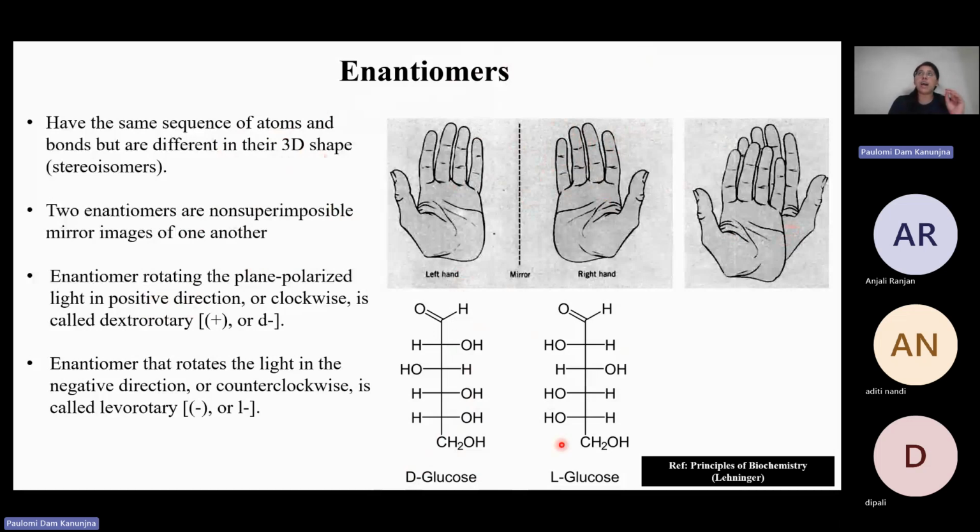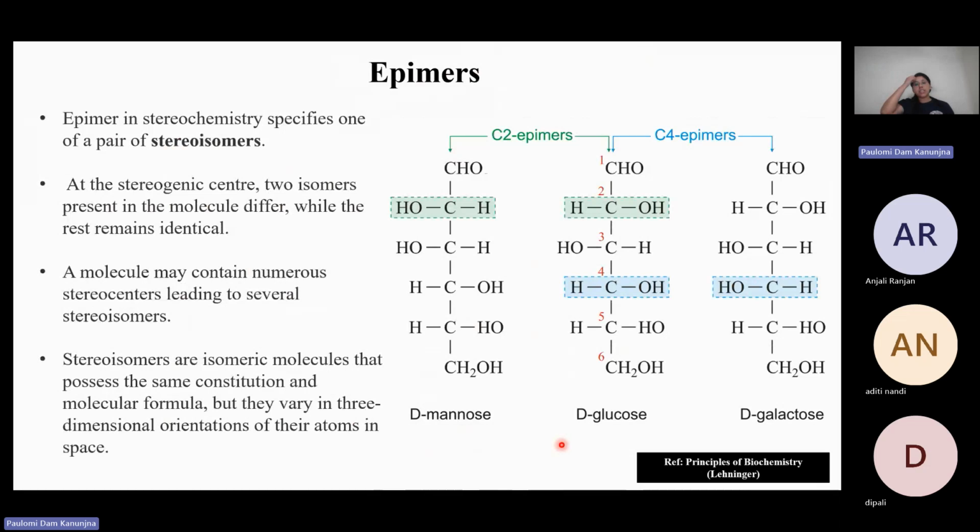A similar convention is for R and S, which is there in the first session. You can go and see how we did it in the first session, where we looked into how we name using R and S conventions. This topic again we had done in the first class. Now we are looking into epimers. Epimers are basically a pair of stereoisomers, right? Like I said, these stereoisomers have the same constitution and molecular formula, but their orientations differ. Let's say there are many stereocenters. The position where they differ is what makes these two structures different.